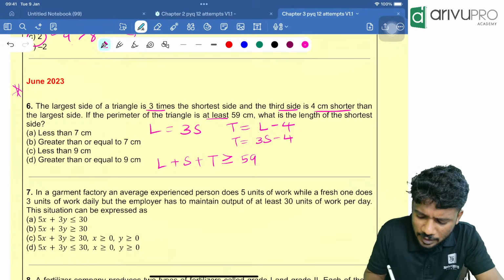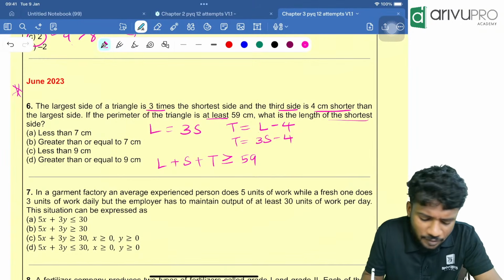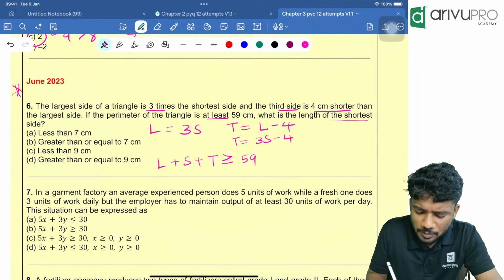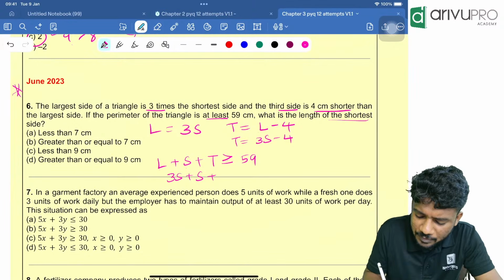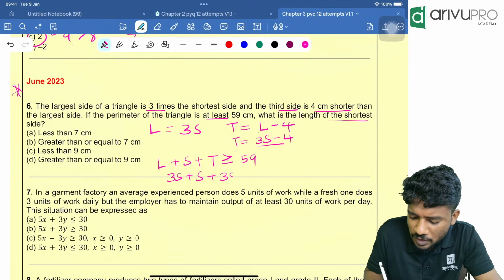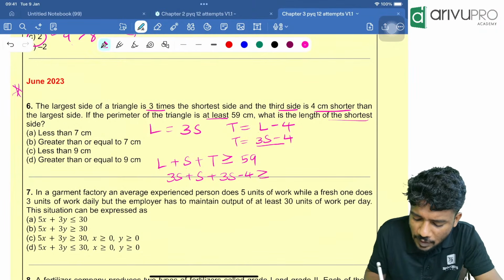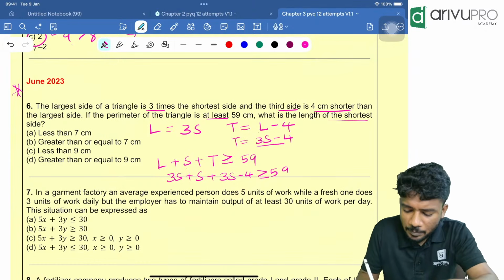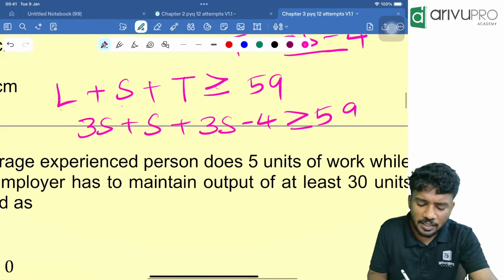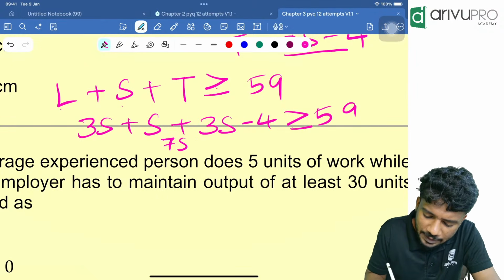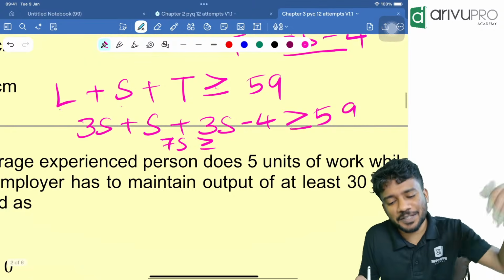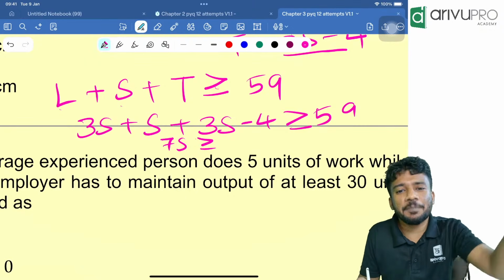The question is, what is the length of the shortest side? So L is 3s. We should write everything in terms of S itself. Then S is S itself. Then the third side in terms of S is 3s minus 4. People, add everything and write 3s plus s plus 3s minus 4, that is 7s minus 4 greater than or equal to 59. Minus 4 goes to the other side. It will become plus 59 plus 4.